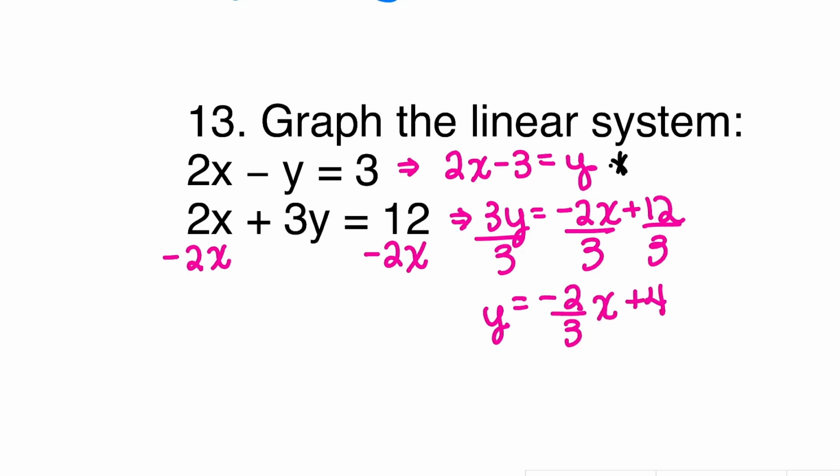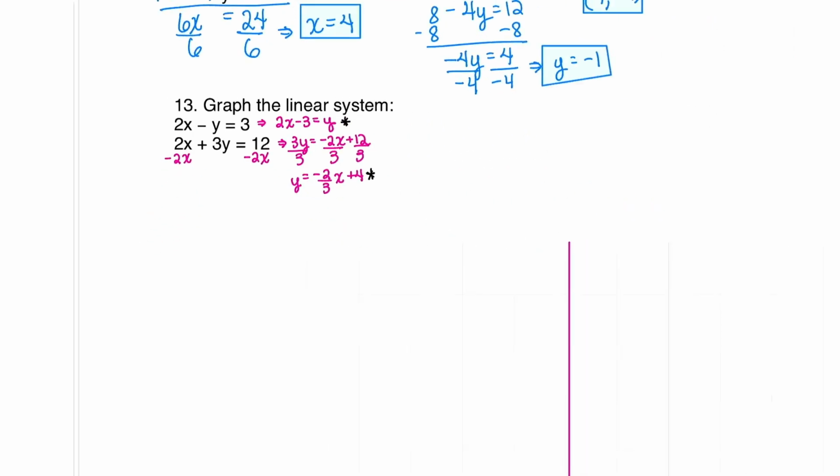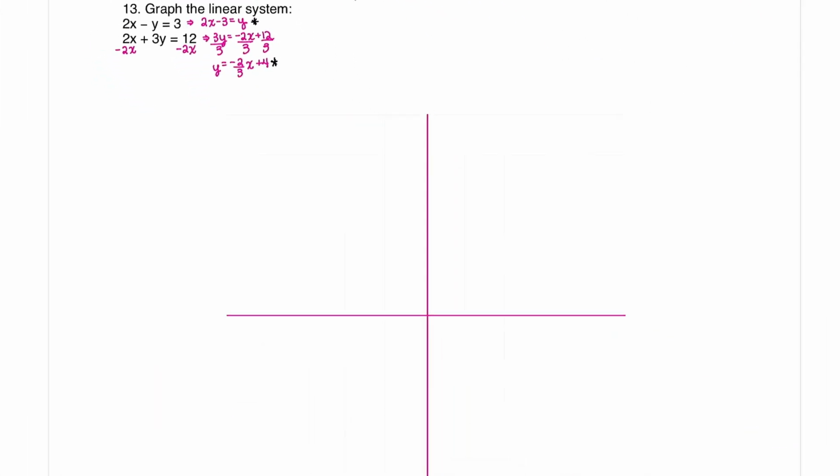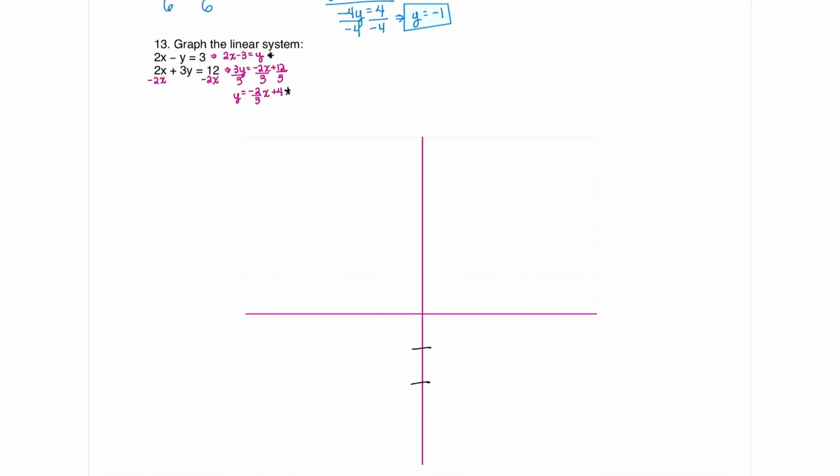Okay, we're going to graph this one and this one. Our y-intercept for the first one is -3. So we're going to plot our point there. Our slope is 2/1, so we're going to go up 2 and to the right 1 and plot our point there. Now our second equation has a y-intercept at 4.